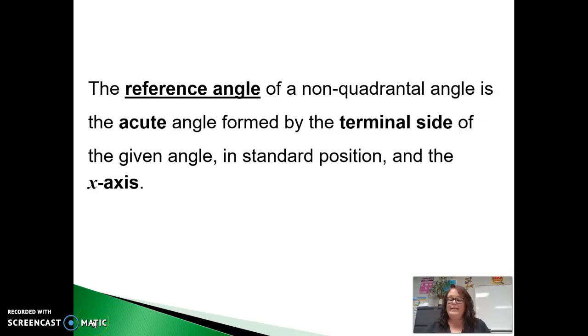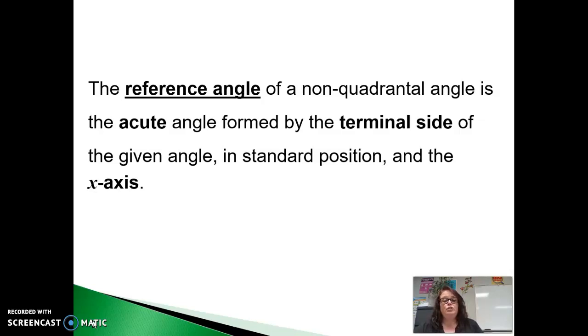So we're on part 3 of 5-1. They're all very important concepts, but this one is probably the most important concept that we have to really understand that's brand new to us, and this is called a reference angle. The reference angle of a non-quadrantal angle, meaning that the terminal side doesn't lie on an axis, is the acute angle. That's so important to understand. It's the acute angle formed by the terminal side of the given angle in standard position and the x-axis. So if your answer is not acute, meaning from 0 to 90 degrees, then that is not a reference angle.